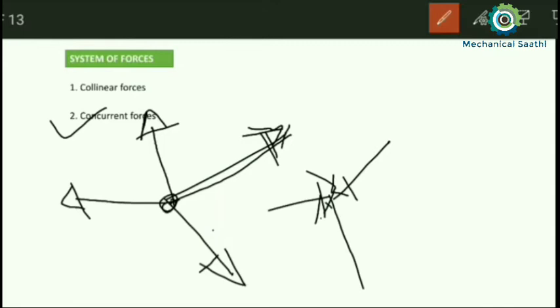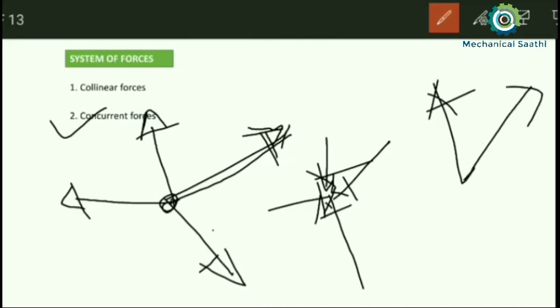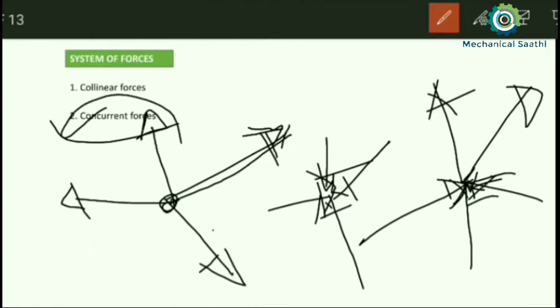So it doesn't matter actually. If it is meeting at a single point, it may come from a single point, or it may meet at a single point. So there are different types of forces. Some of the forces may be going out, or some of the forces may be coming in. It doesn't matter, but if it is meeting at a single point, then that type of forces is known as concurrent forces.